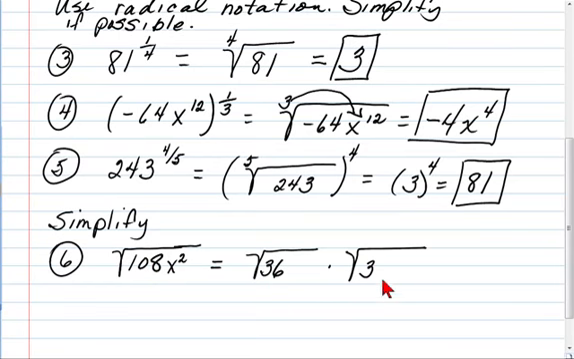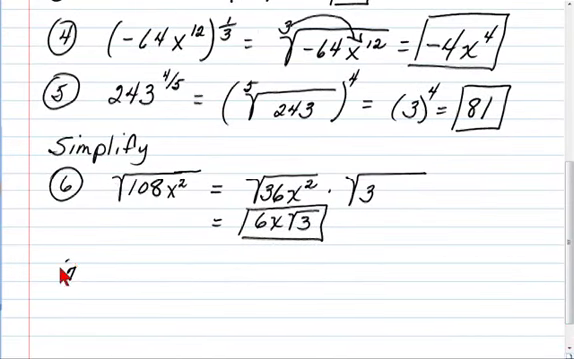Perfect square radical, non-perfect square radical. X to the second is a perfect square, so it stays up front. There are no x's in the back. That means that my final answer is the square root of 36 is 6, the square root of x squared is x, times the square root of 3.